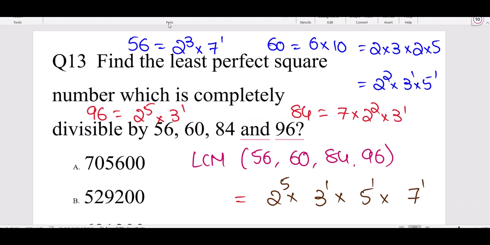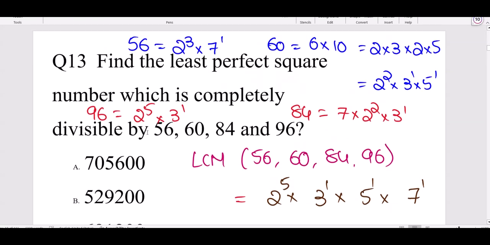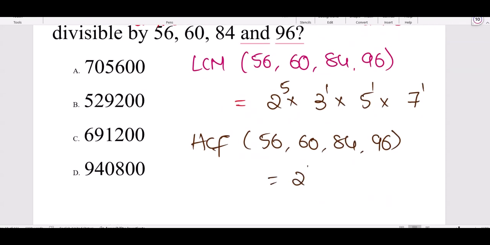Sir, for the same question, I want HCF. Let's discuss that also. If you want to do HCF for the same, what are the common prime numbers in all? This question is not regarding HCF, but I just want to trigger your minds to discuss HCF as well. What is the common prime number in all? 2 and 3. What is the least power of 2? Least power of 3? 1. So 2 power, that's the HCF. That's it.